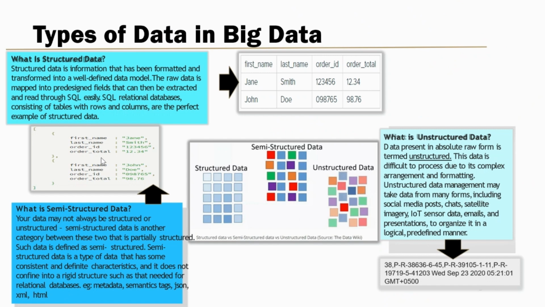One is structured data, second one is semi-structured, and third is unstructured. Structured data means the data will be in a structured manner. If you can see here, first name, last name, order ID, and order total. So all the first names will be in the first name column, and the last name will be in the last name column. Order ID is in the order ID column, and order total is in the order total column. So these are structured data.